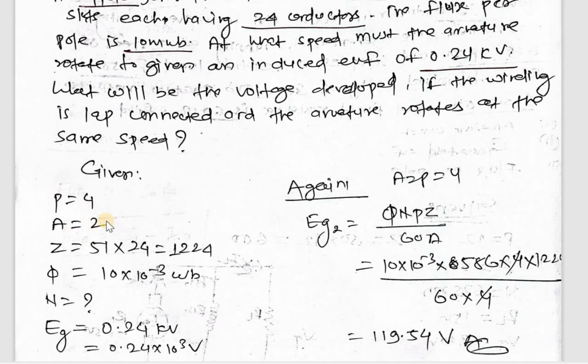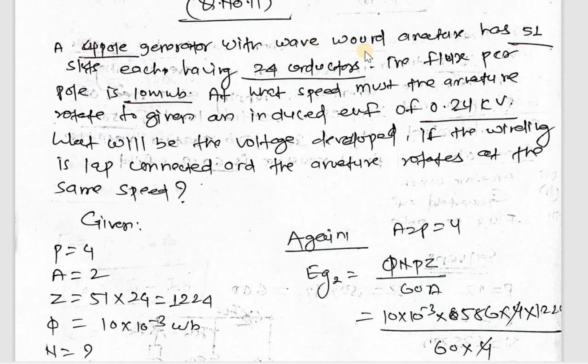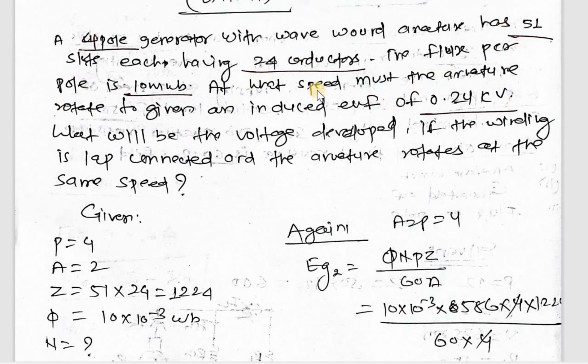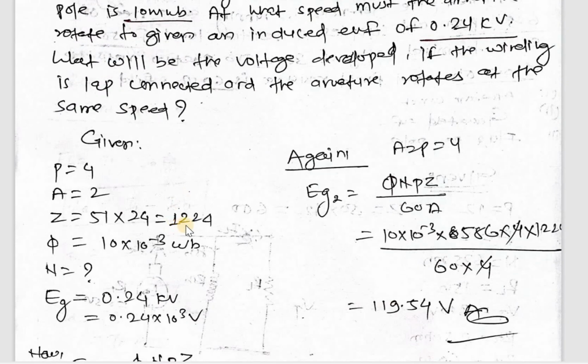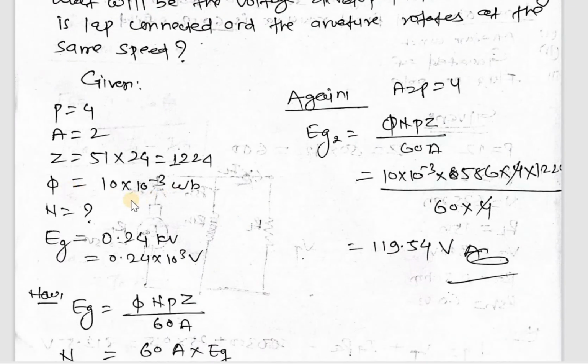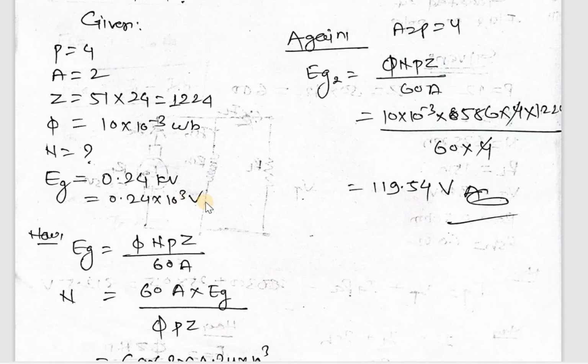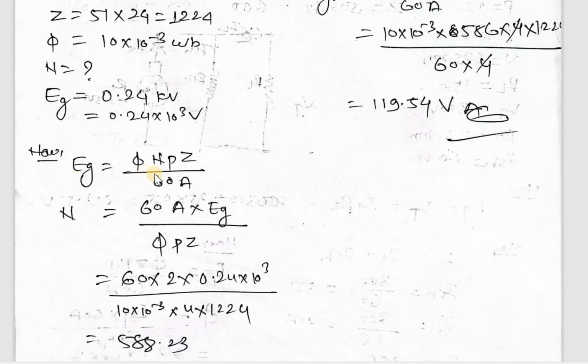First of all, given number of poles P = 4 and A = 2 because this is wave winding. Z equals 51 slots into 24 conductors, so 1224, and phi equals 10 milliweber, so 10 into 10 to the power minus 3 weber. We have to find the value of N, that is the speed, and Eg equals 0.24 kilovolt, so 0.24 into 10 to the power 3, and we know Eg is equal to phi Z N P upon 60 A.